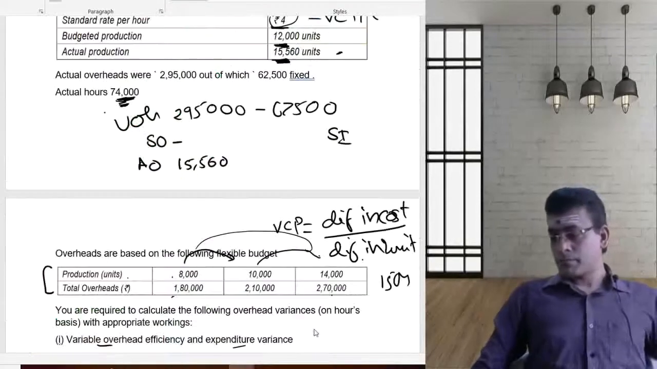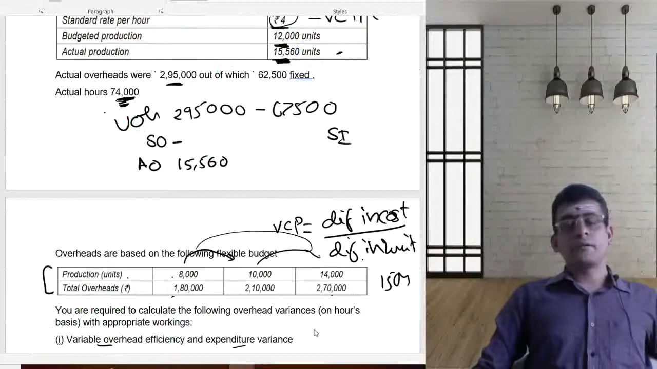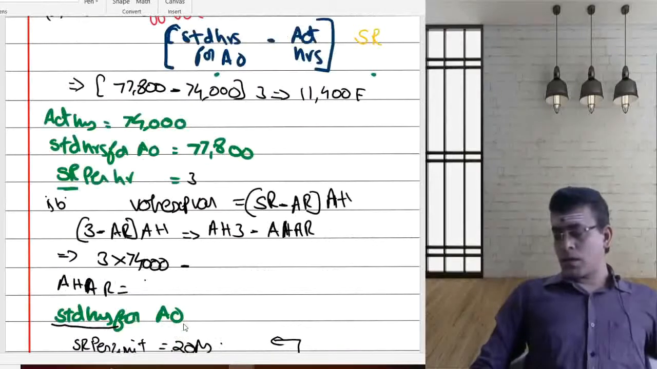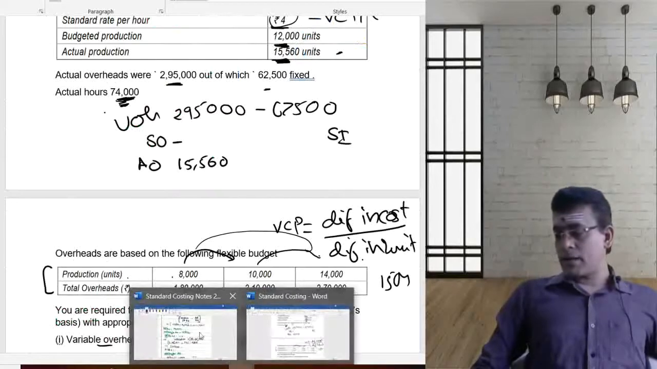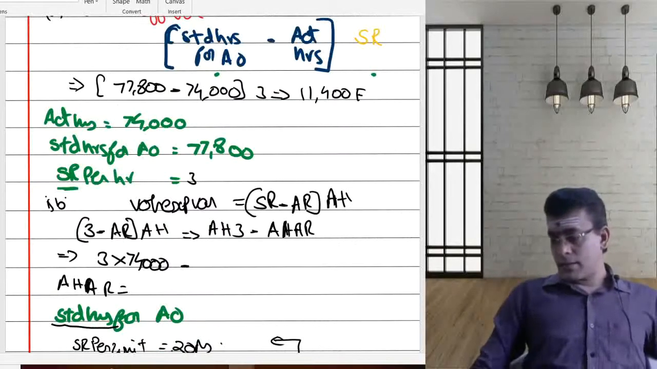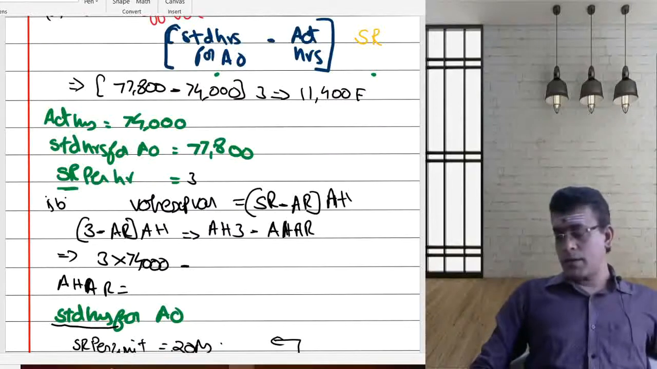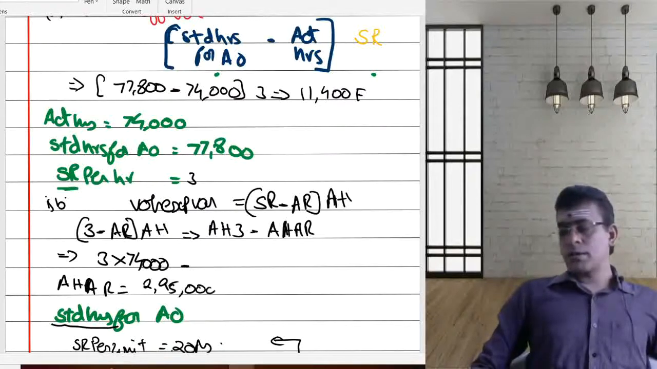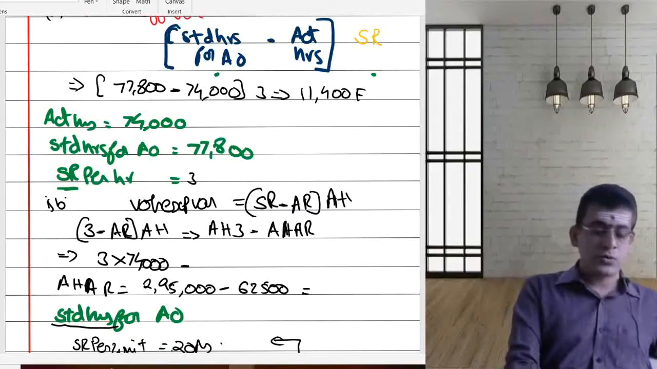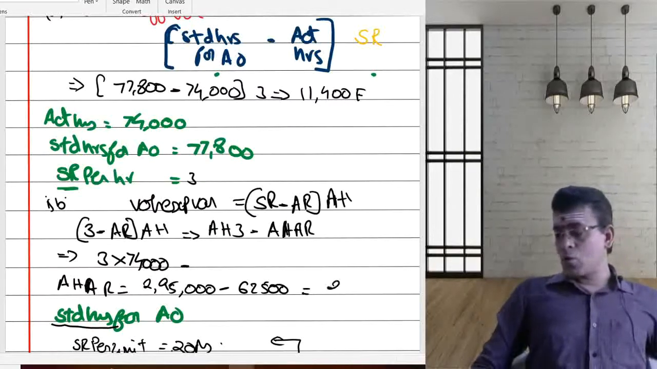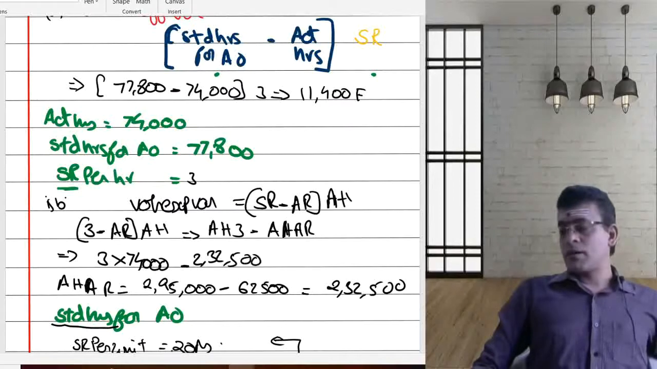If we go to the problem, here actual overhead was 2,95,000, of which 62,500 is fixed. So my total overhead is 2,95,000. Of this, 62,500 is fixed. So ultimately, the difference is going to be the variable cost. So 2,95,000 minus 62,500. The difference is what? 2,32,500. So minus 2,32,500 will give you your variance.